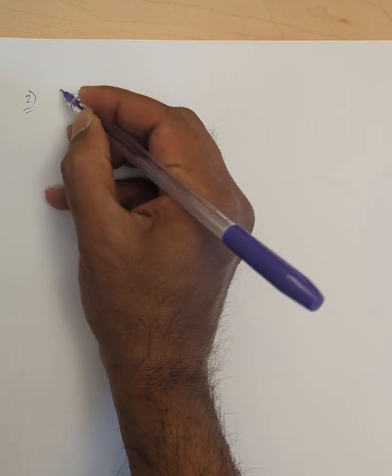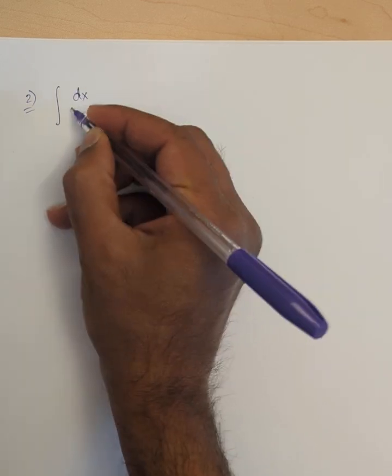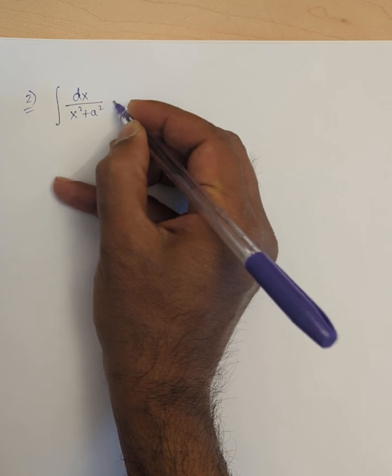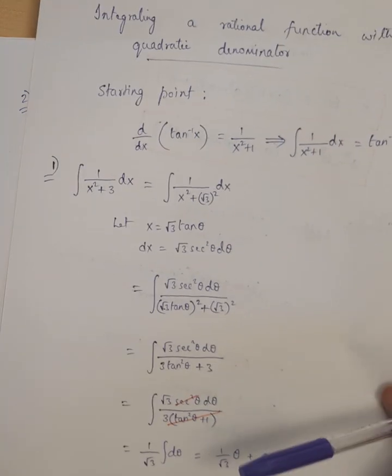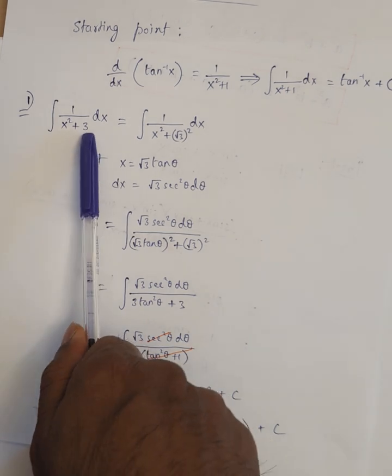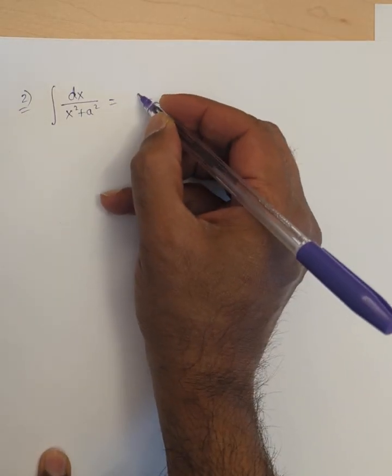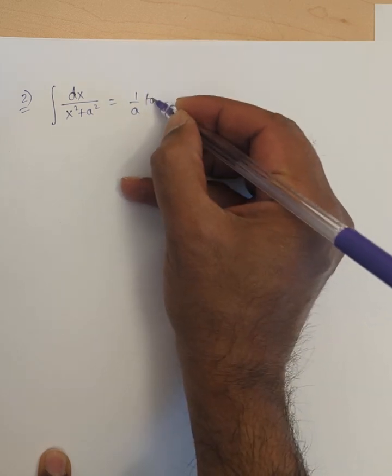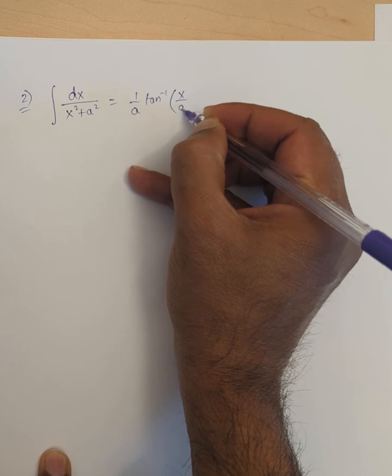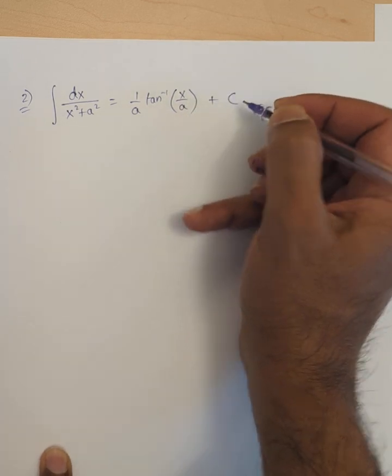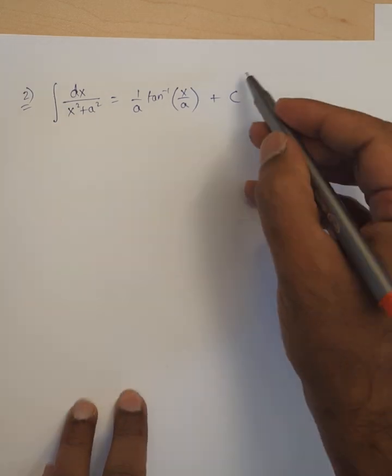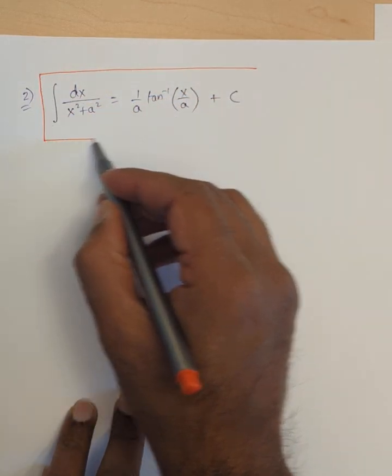So long story short, if you have to integrate something like dx over x squared plus a squared, then if you look at the previous example, a was root 3, I got 1 over root 3 and tan inverse of x over root 3. So this is going to be 1 over a tan inverse x over a plus c. And we can remember that as a formula.